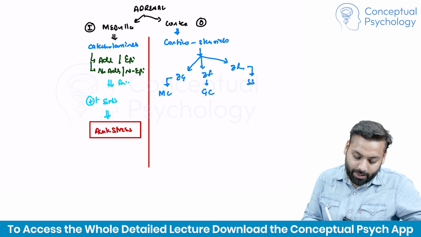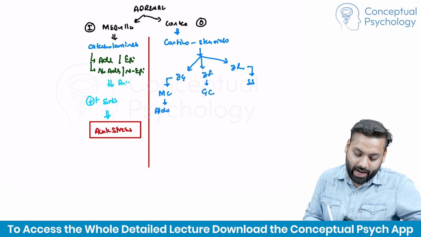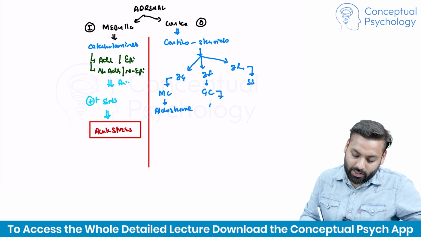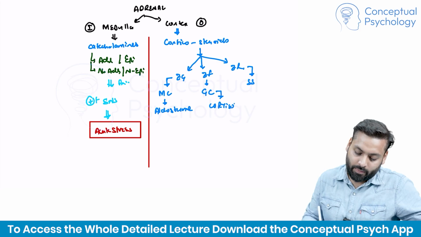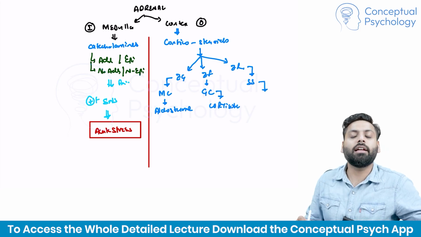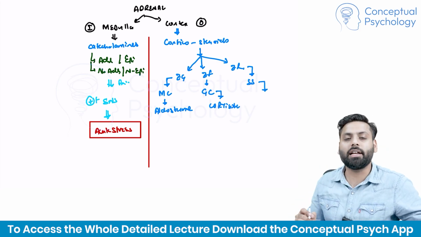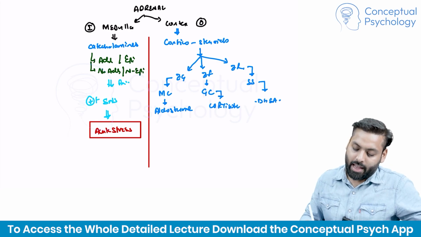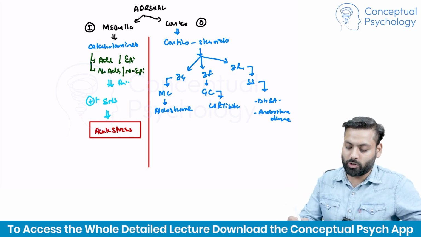Okay, what are the names? Mineralocorticoid, the name is aldosterone. Glucocorticoid, the name is cortisol. And sex steroids, the names are DHEA and androstenedione. Forget it, this you can forget.